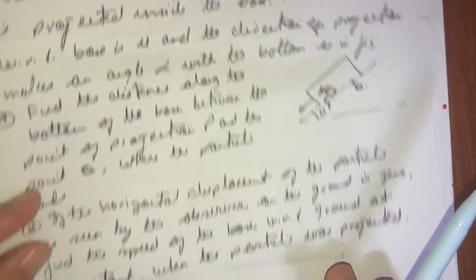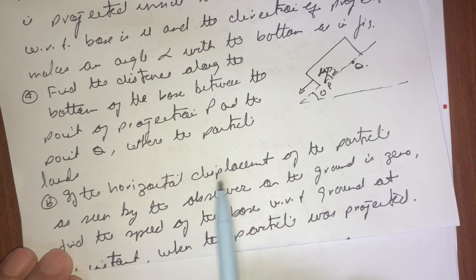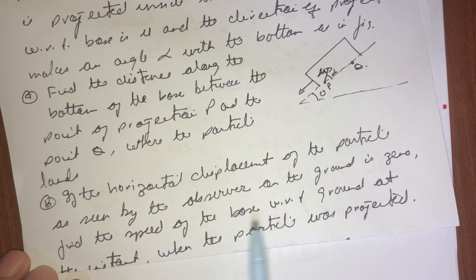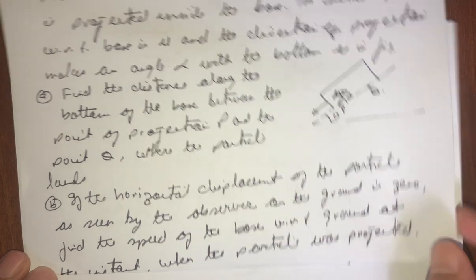In the second part, if the horizontal displacement of the particle as seen by the observer on the ground is 0, find the speed of the box with respect to the ground at the instant when the particle was projected. These are the two things which we are going to find.